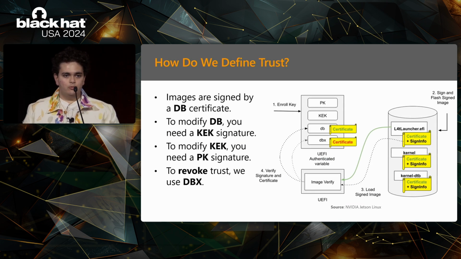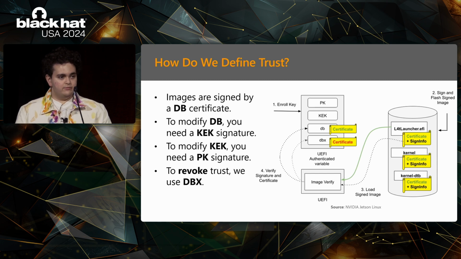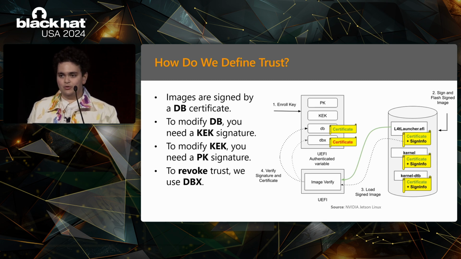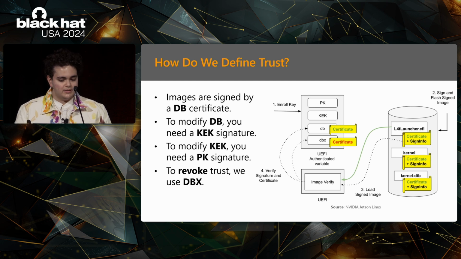The way that Secure Boot defines trust is through these variables. Images are signed by a certificate in your allowed signatures database, DB. And then to modify DB, you actually need to have a key exchange key signed payload. And to modify the key exchange key, you need to have control over the platform key. And finally, to revoke trust when something goes wrong, we use the denied signatures list, known as DBX.